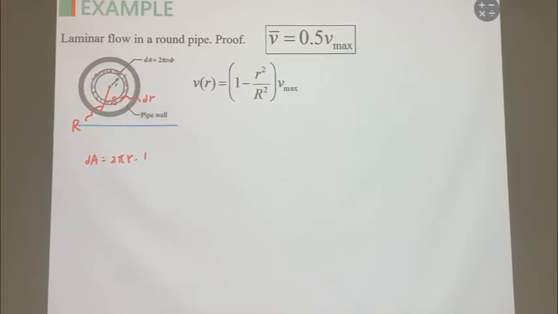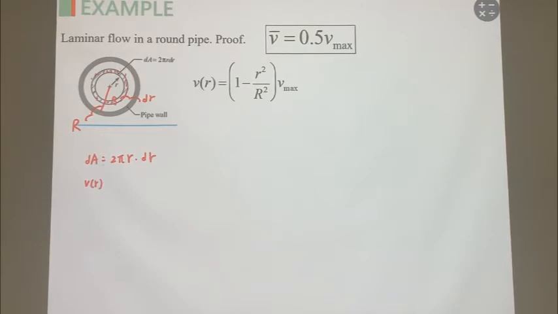So the cross-section area of the ring is 2 pi r, the circle length, multiplied by dr, a small change along the radius direction. So we have the dA value here. And then we have the velocity V as a function of r.